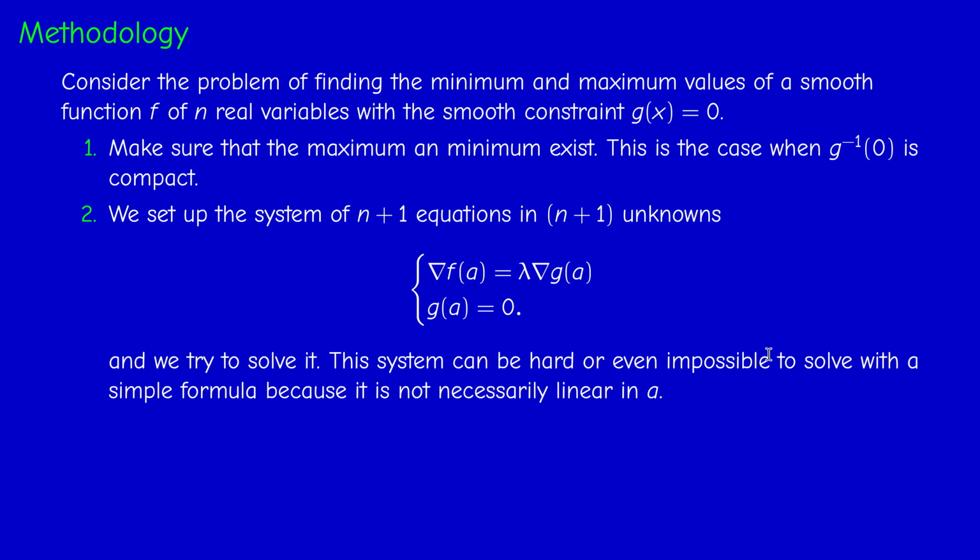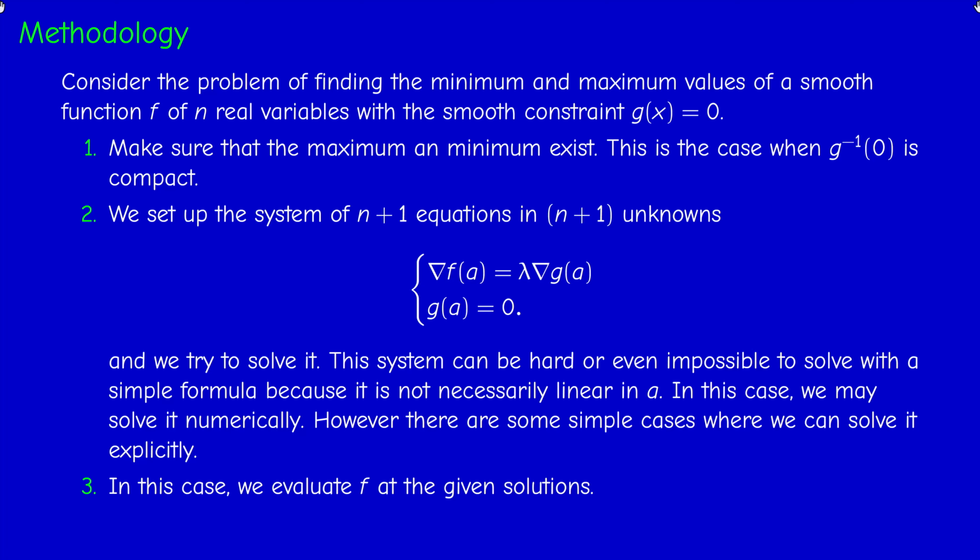But of course, we are not going to deal with this case because this is just an illustration. So suppose that we can solve this and we find some solutions. If the minimum and maximum exist, we should at least find 2 solutions, but there could be more. Now, suppose that we have k solutions. Then we evaluate f at these solutions, and the maximum value among these will be the maximum, and the smallest will be the minimum.